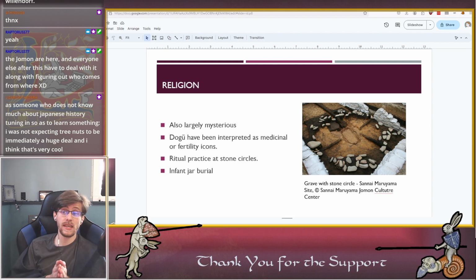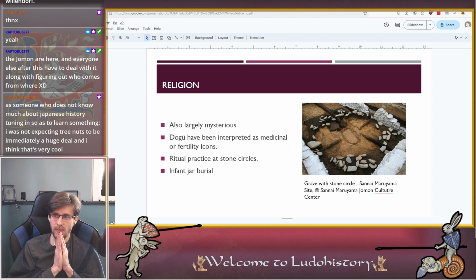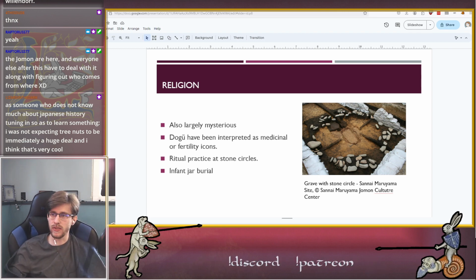Unfortunately, of course, a lot of it is deeply, deeply mysterious, and a lot of the scholarship on it is in Japanese, which I do not read. So we shall simply have to leave it as there has been a lot of archaeological work to try and understand it, but there is also a lot of mystery and uncertainty left.